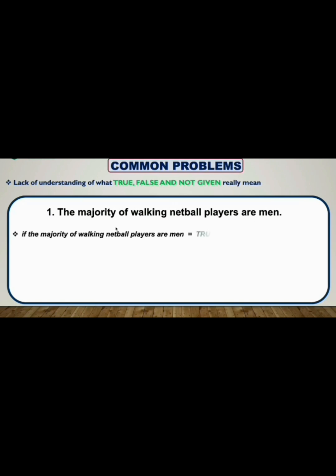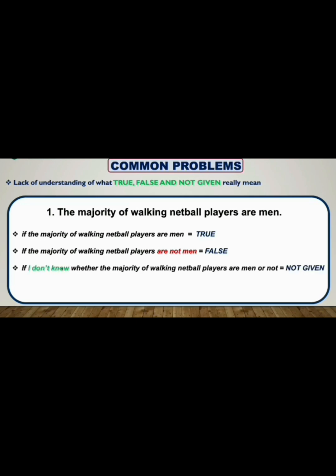So if indeed the majority of working netball players are men, then the answer will be a true. So if by the time you read the passage, the passage tells you that the majority of working netball players are men, then the answer is a true. But if the majority of working netball players are not men, then the answer is a false. So if you go to the passage and the passage affirms that they are not men, then it's a false. And then if I don't know whether the majority of working netball players are men or not, then the answer is not given. It's as simple as that.